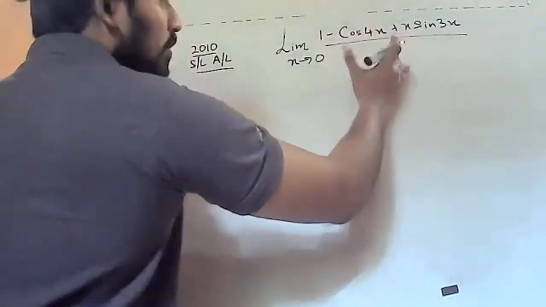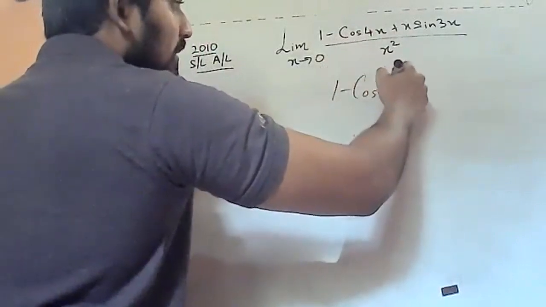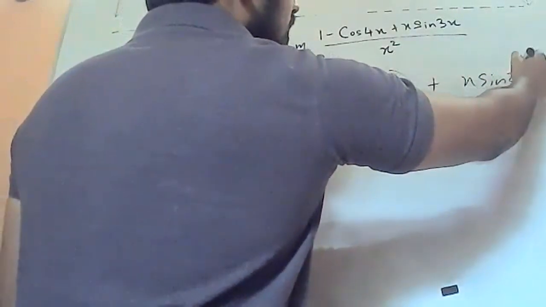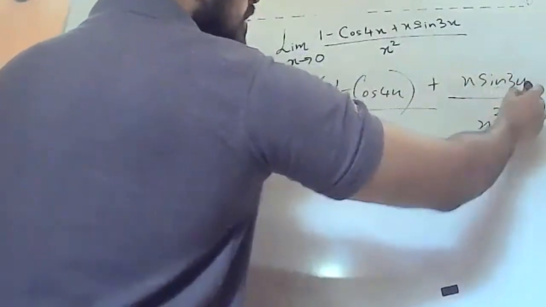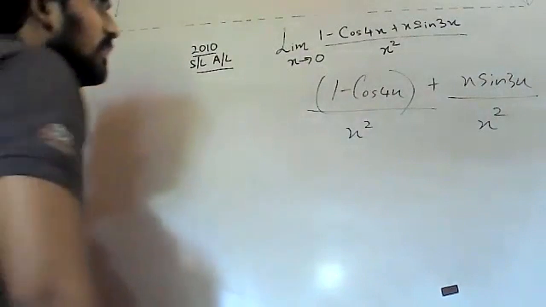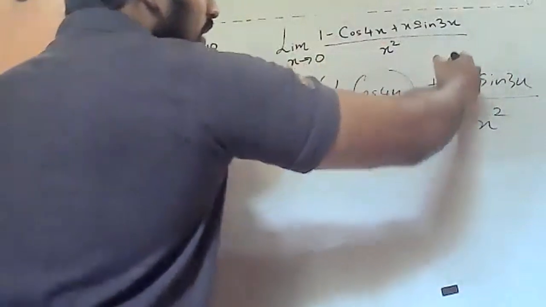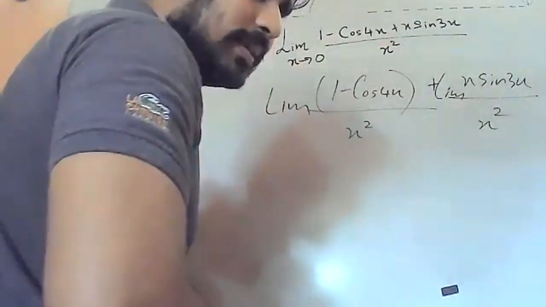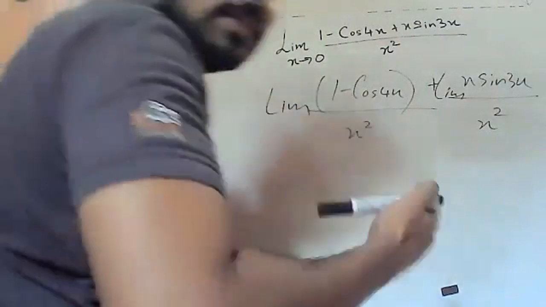Basically, what we did there was we separated the problem into two parts. From one side, you separated 1 minus cos 4x, and on the other side, you separated x sine 3x, right? And x squared is the common denominator. So you can separately put the limit here, here also, and here also, right? Here we targeted only one formula.